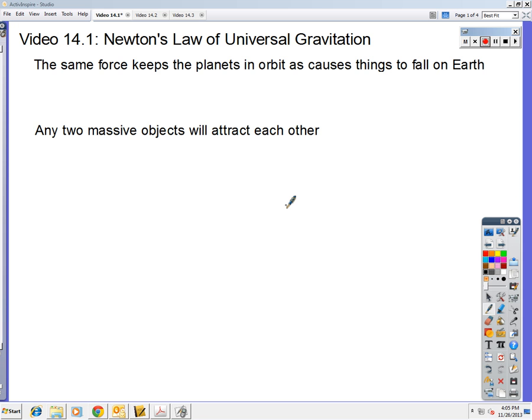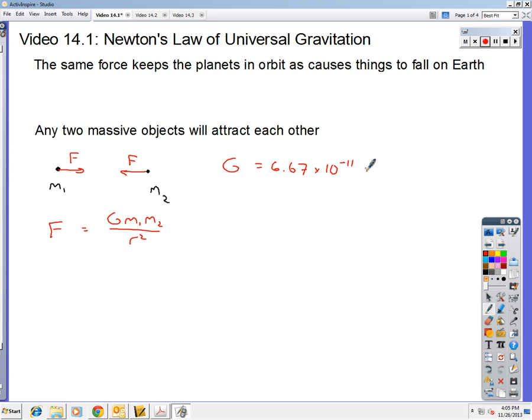But what Newton said is that any two massive objects, meaning mass is not zero, m1 and m2, will attract each other. They will experience forces toward each other. Those will be equal and opposite, Newton's third law right there. And the magnitude is given by the equation G m1 m2 over r squared. G is a constant. Its value is 6.67 times 10 to the negative 11 newton meters squared per kilogram squared. You don't need to memorize that value. You do need to know where to find it. R is the distance between them.